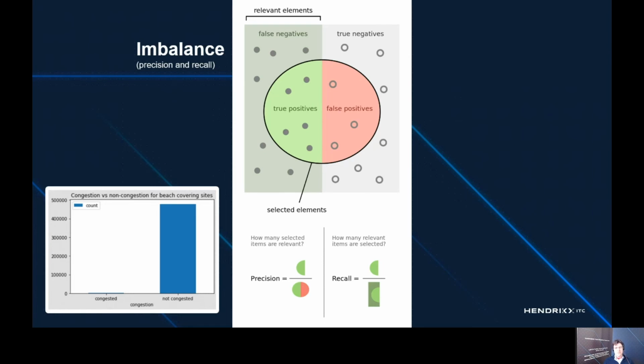So of all congestion events, how many congestion events were predicted correctly? That is recall. And the other one, precision, is about how many of the predicted congestion situations were correct. And in the ideal situation, you get very high percentages for both ratios.